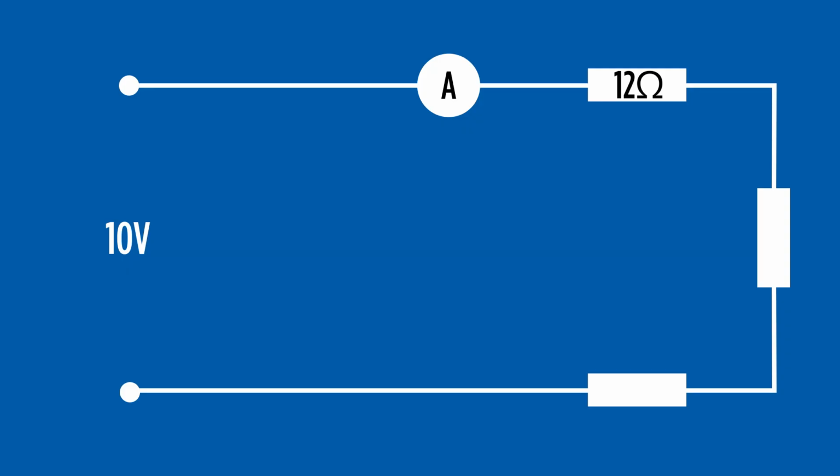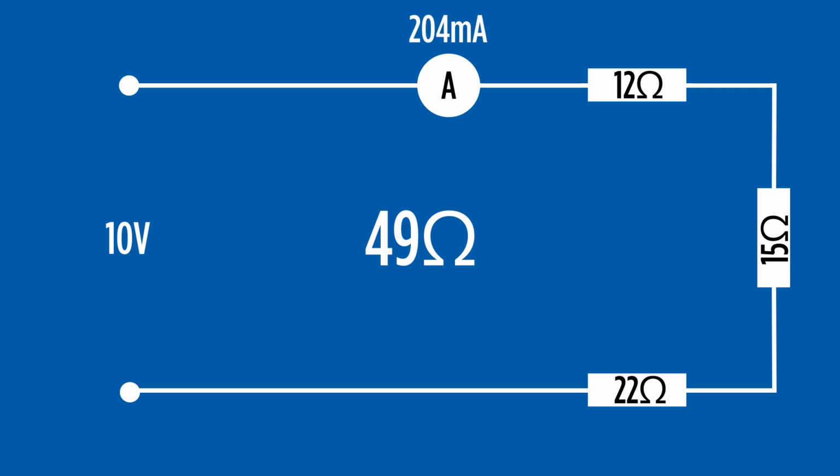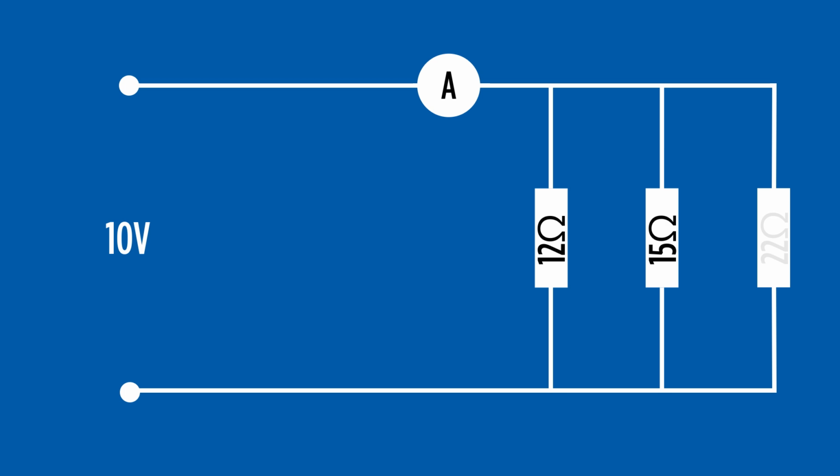Looking at the three resistors from the previous video, 12, 15 and 22 ohms, placed in series, we have a total resistance of 49 ohms. With an applied voltage of 10 volts, the circuit will have approximately 200 milliamps of current flowing. The same resistors placed in parallel give a total resistance of 5.11 ohms. And at 10 volts, the circuit has almost 2 amps flowing.